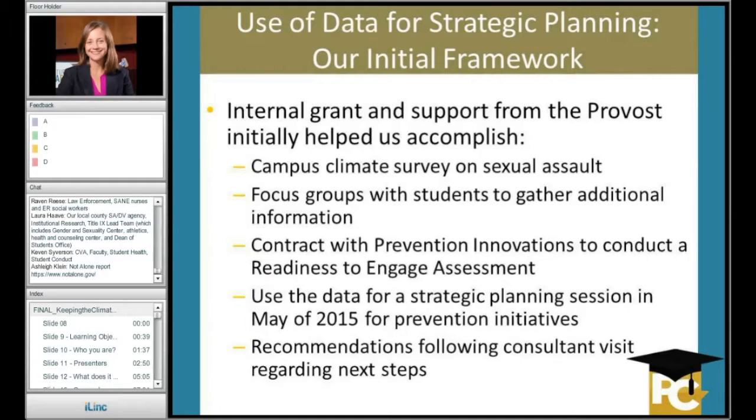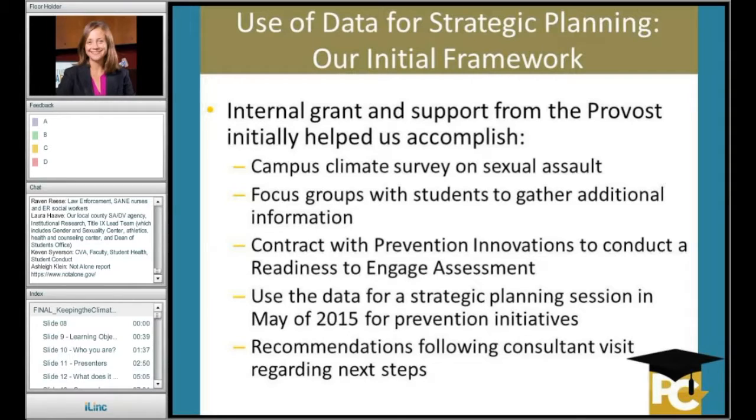And that really came about when we called Jane and said, we want to do more work, what should we do? And so she recommended a Readiness to Engage assessment. And then following that, we used the data for a strategic planning session that Jane came in and did with us in May of 2015, where she also provided recommendations.